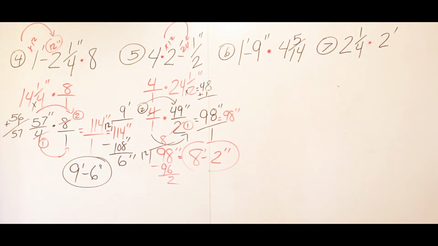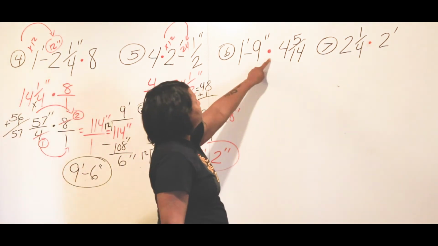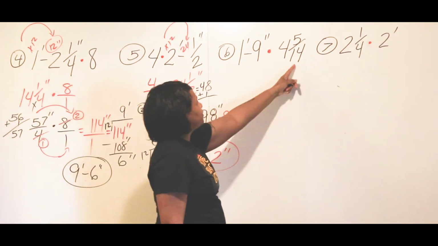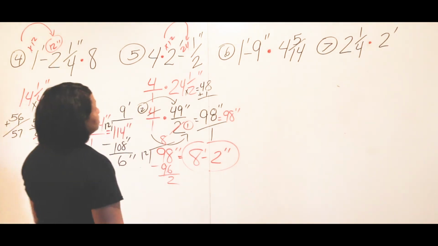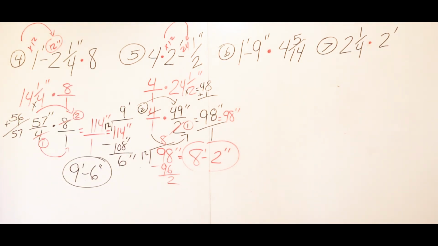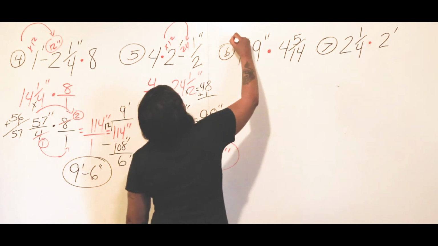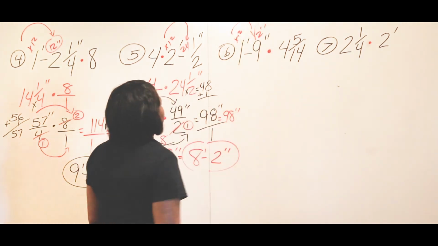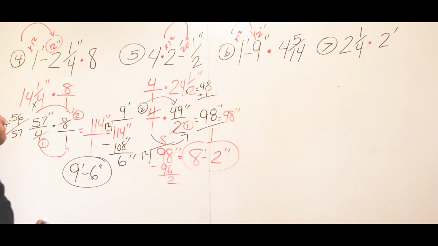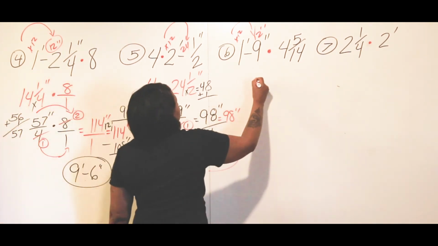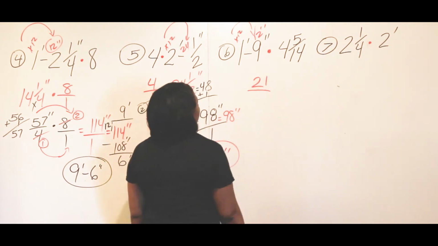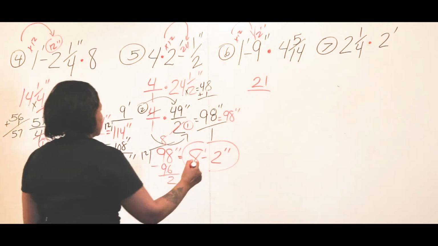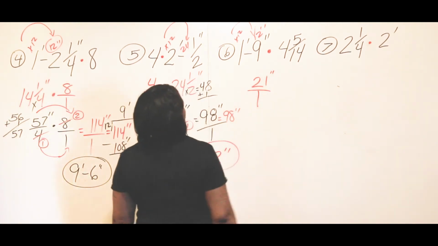We got 1 foot 9 inches times a mixed number. This mixed number is telling me that there has to be a fraction here. So I have to convert the feet to inches by multiplying by 12. Take the 12 inches, add it to the 9 inches I already had. Now I have 21. How do I turn whole numbers to improper fractions? Put it over 1. And I'm not going to forget my inch marks.